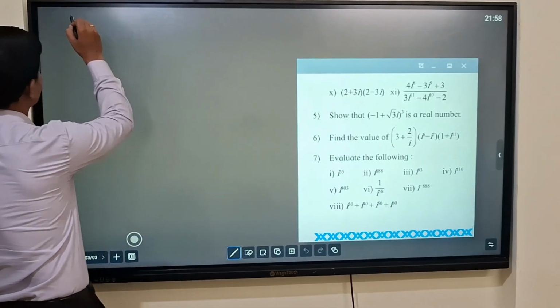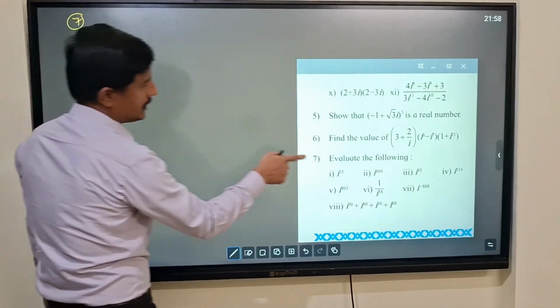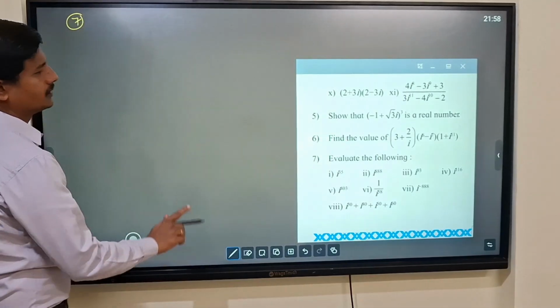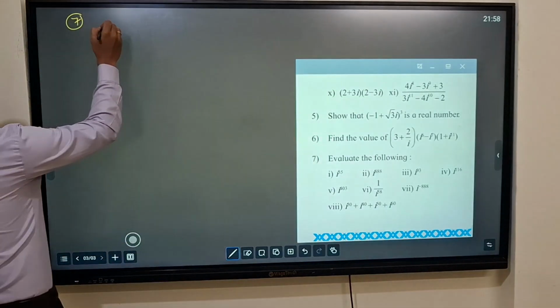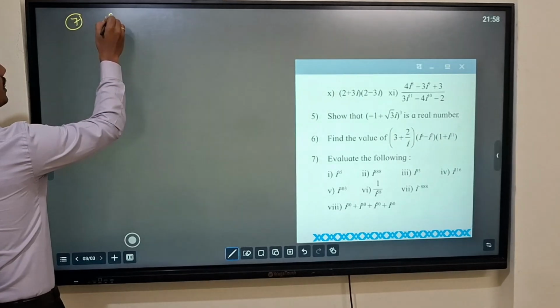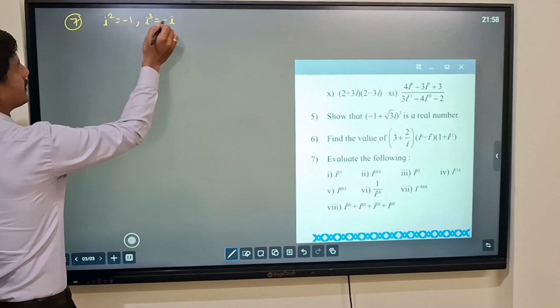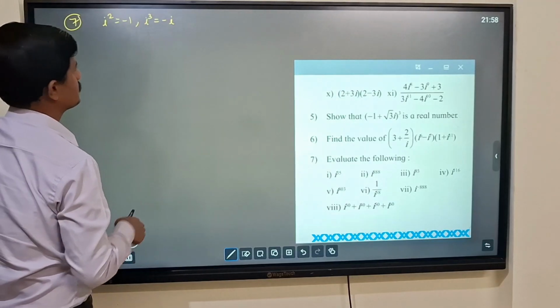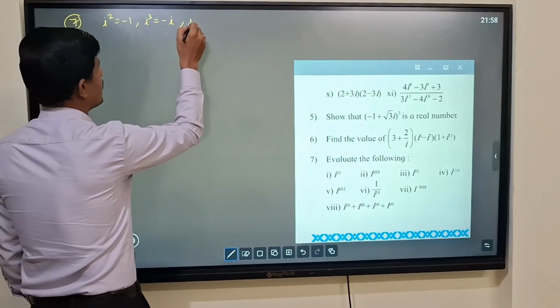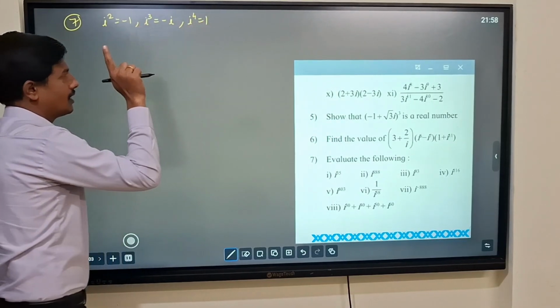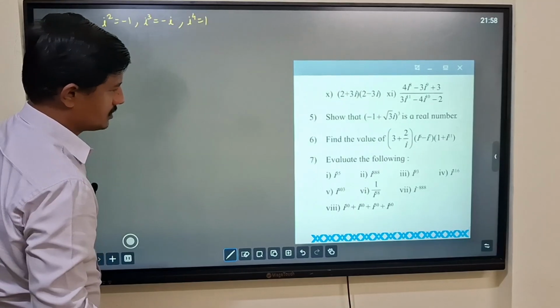Seventh one. Evaluate the following. Before that, I will write down here. Simply remember, i squared is minus 1. i cubed is minus i, because this is i squared into i, so i squared is minus 1. And i raised to 4 is 1. I'm going to use these things.